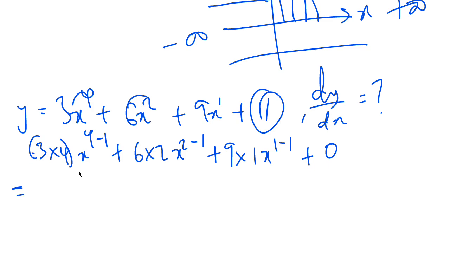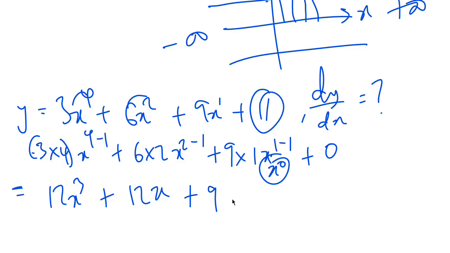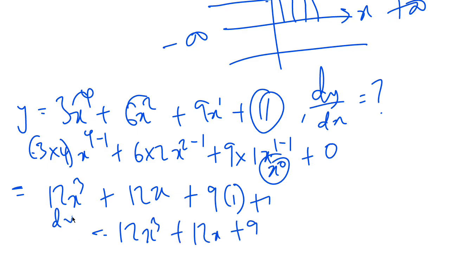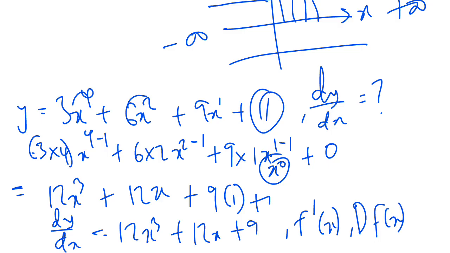0. Right, so 3 times 4 is 12, that's x cubed, plus 6 times 2, that's 12, x, 2 minus 1 is 1, right? And that's plus 9 times 1, 9, x raised to the power 1 minus 1, 1 minus 1 is 0, right? So any number except 0 raised to 0 is 1. That's 9 into 1 plus 0. So that's 12x cubed plus 12x plus 9. That's the differential dy/dx, or you could say f prime of x. That's the first derivative of f of x, right? Take note of stuff like that.